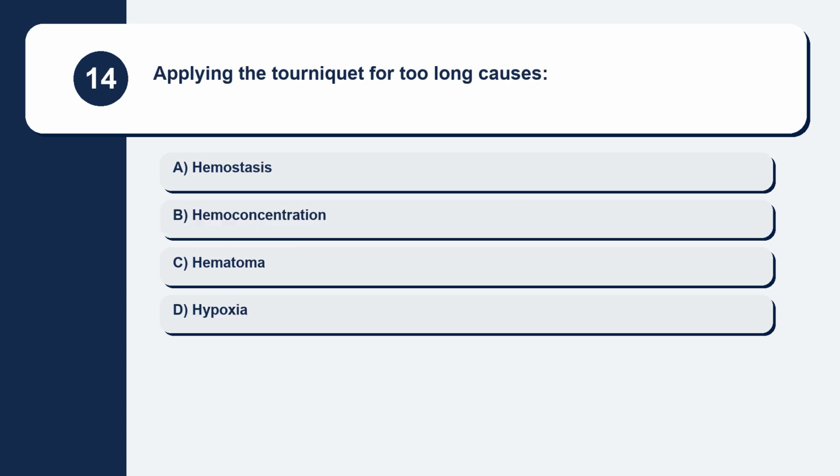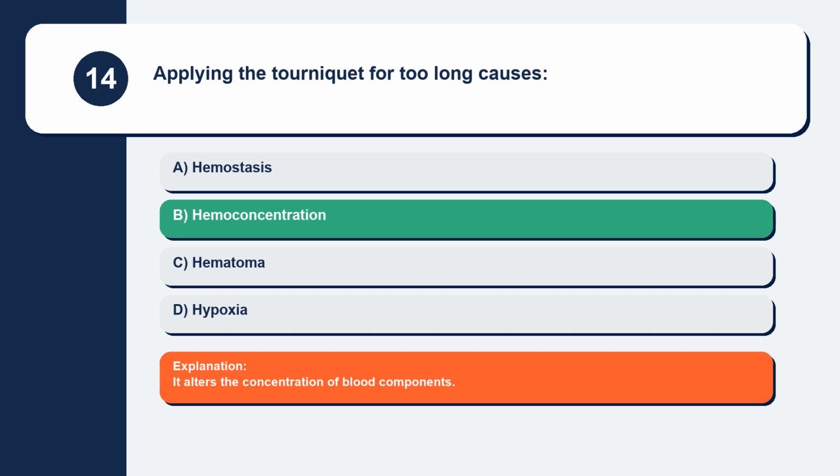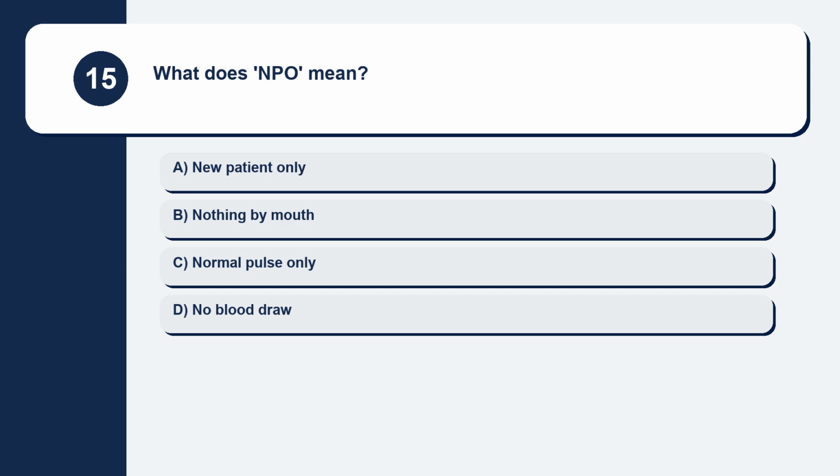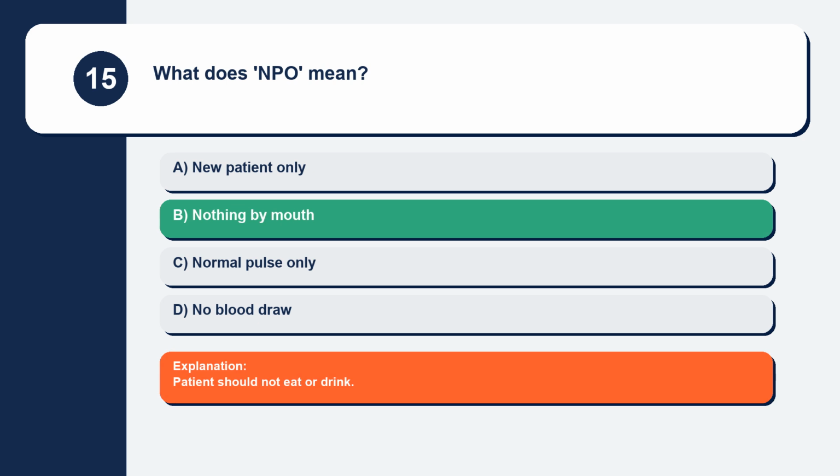Question 14. Applying the tourniquet for too long causes hemostasis, hemoconcentration, hematoma, hypoxia. It alters the concentration of blood components. Question 15. What does NPO mean? New patient only, nothing by mouth, normal pulse only, no blood draw. Patient should not eat or drink.